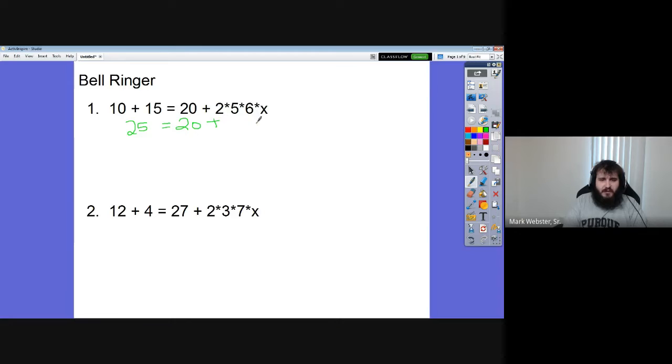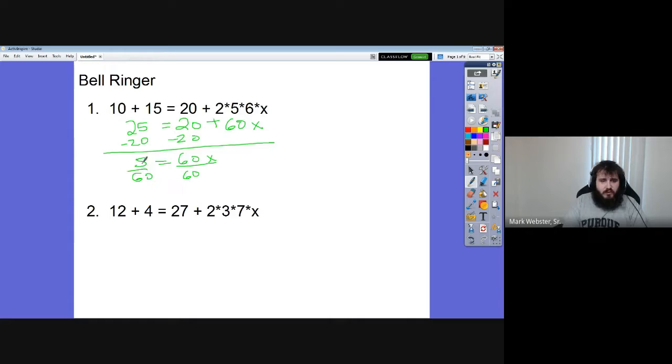Two times 5 times 6 is 60. Going to subtract and divide, right? We've got it down to a two-step equation now. We're going to subtract and divide. Subtract the 20. And then divide the 60.